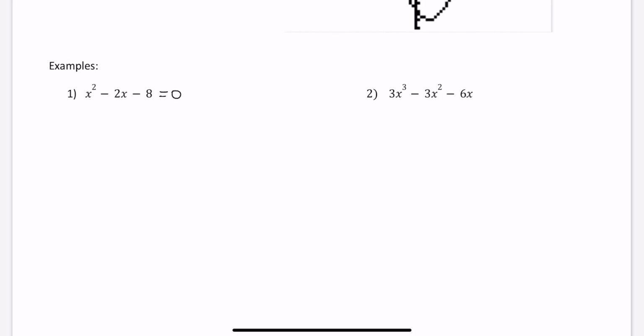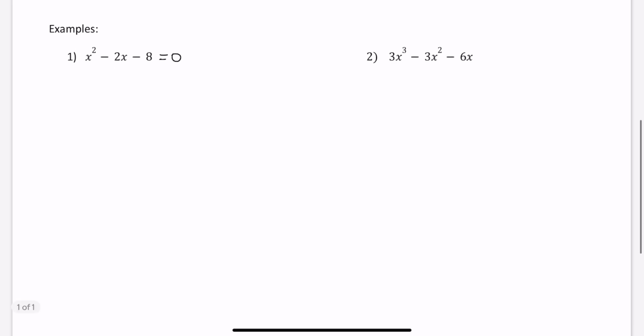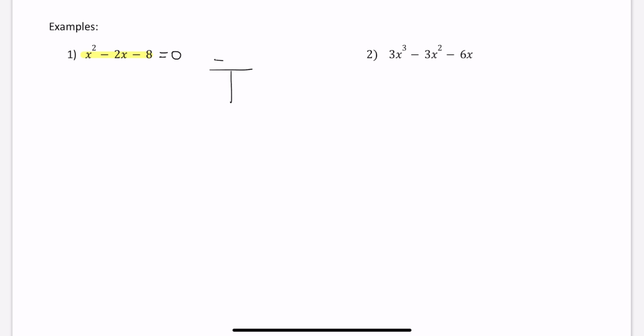In example 1, I have x squared minus 2x minus 8, and I just added the equals 0 part, okay? What we're really going to do for now is just care about that x squared minus 2x minus 8, and we're going to factor it like normal. This is a t-chart method, so I'm going to go ahead and make my t-chart. Negative 8 goes on top of my t-chart. Factors of negative 8 that add to negative 2 are going to be negative 4 and positive 2.